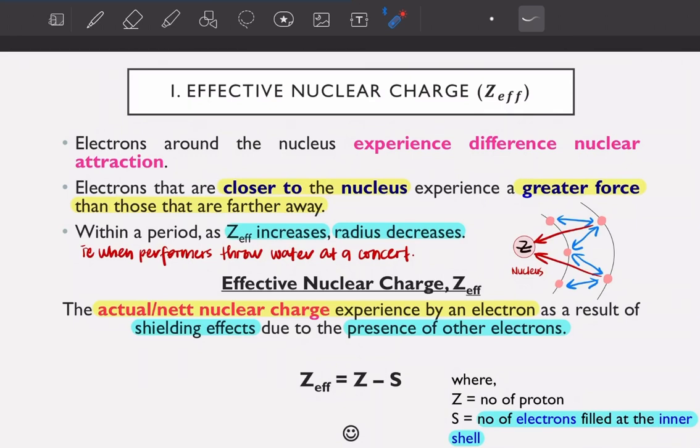Selain daripada awak punya electrons in the outermost shell, maksudnya siapa yang dekat dalam inner shell, so the number of electrons filled at the inner shell. Because electrons ni yang akan shield electron dekat luar sekali ni daripada merasakan the full nuclear charge. So bila kita tolak proton dengan number of electrons yang dekat dalam inner shell, then we will know the actual nuclear charge that is felt by these electrons. Okay, faham kan?